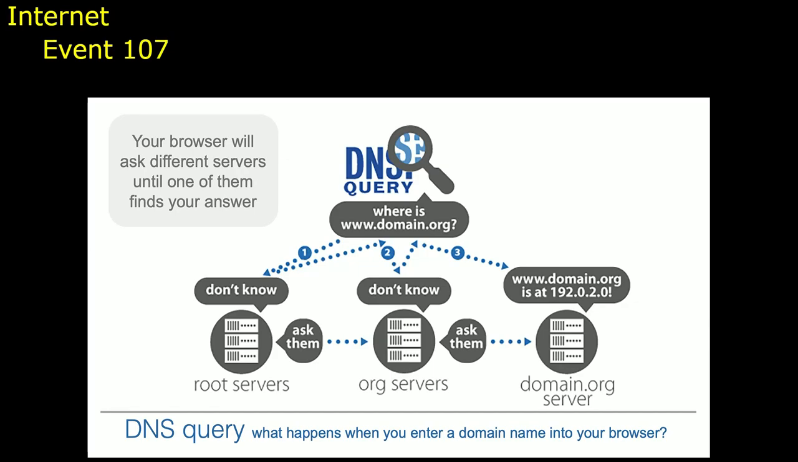So after step one, the recursive resolver gets the IP address only for the top-level domain server, .org, and comes back again to ask the .org server, where is www.domain.org's IP address? So it goes through a referral system. It asks the root, then the top-level domain server, then the second-level domain server, and so on, until it gets the IP address of the website you want to visit. Notice we talk about IP addresses and domain names already. Eventually it will reach the domain.org server, which would have the IP address of www.domain.org, which is step three on the slide.